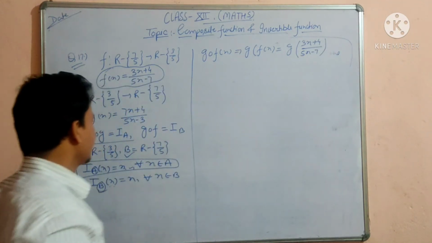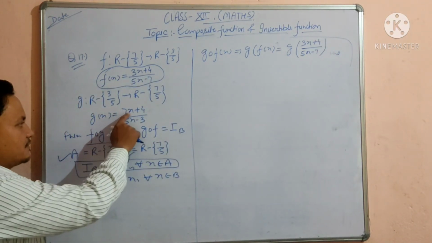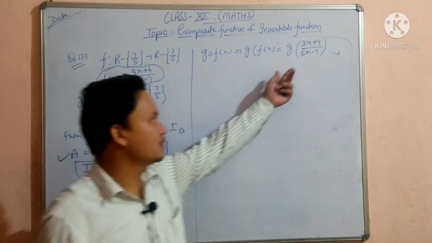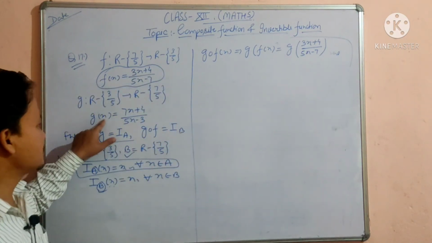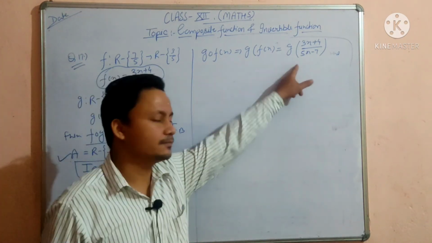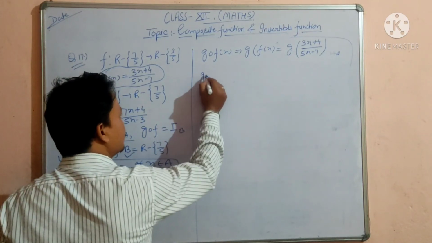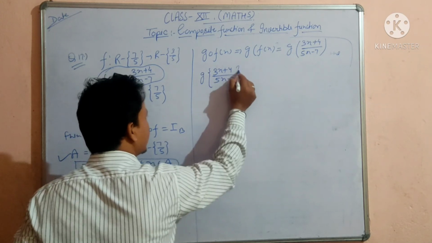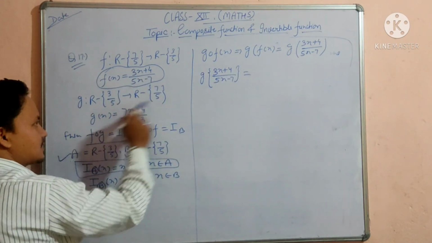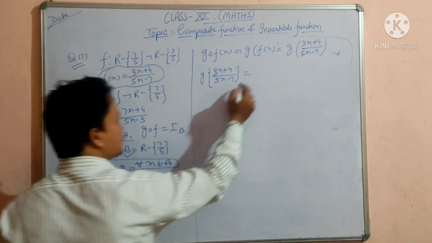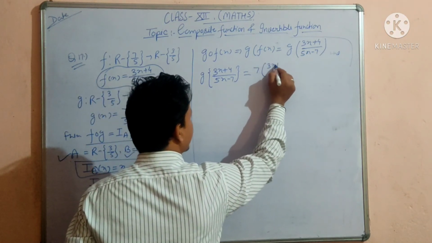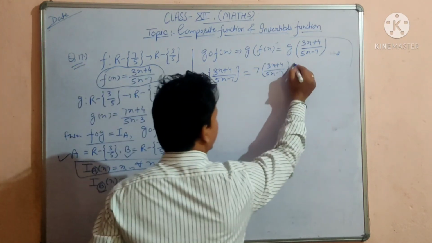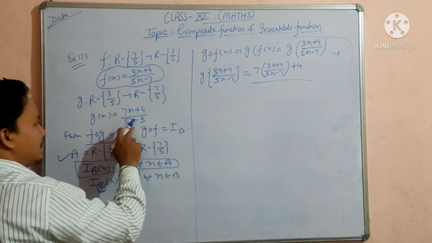Okay. Now see, beta, what is the value of g(x)? g(x) is (7x + 4)/(5x − 3). So g(x) is this. Now we have to find g of this. So what will we do? We will replace the value of x here by this amount. So we will get g of (3x + 4)/(5x − 7) equal to, replacing this x with this amount, 7 times (3x + 4)/(5x − 7), plus 4, divided by 5x − 3.